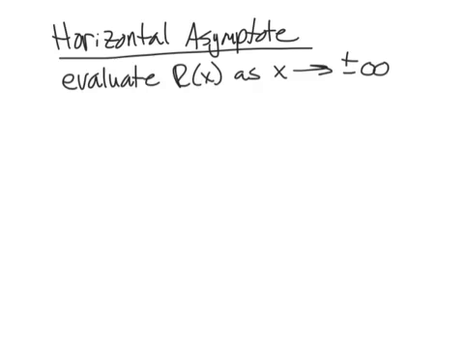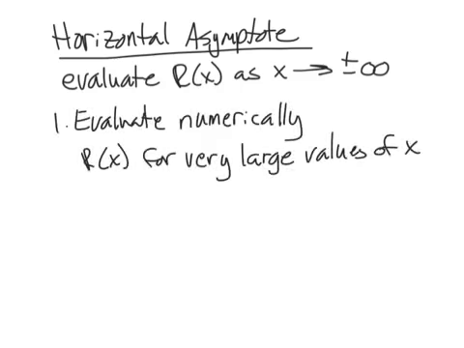The first one is numerically. So basically, if we are trying to figure out what happens as x approaches positive or negative infinity, we can get a good idea by evaluating r of x for very large values of x, like 100 or 1,000 or 10,000. You will start to see that the values would converge on a specific number.